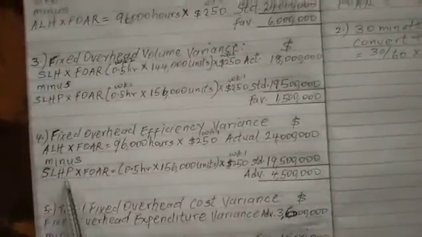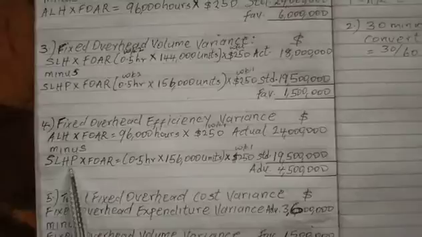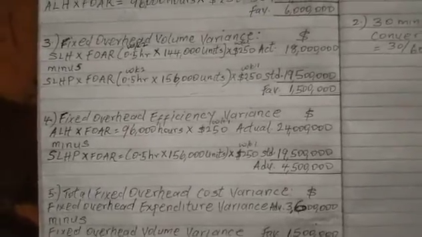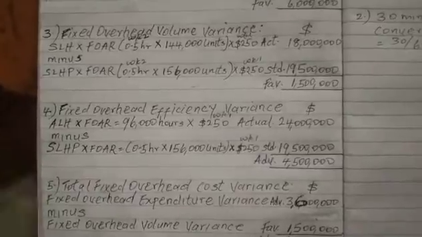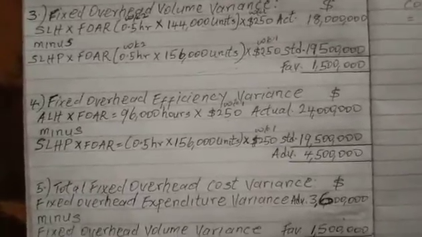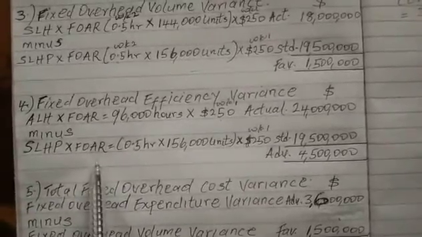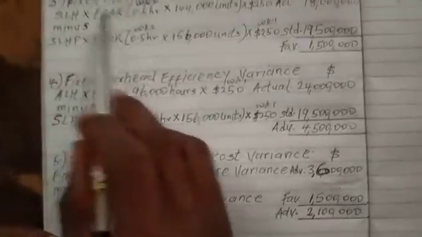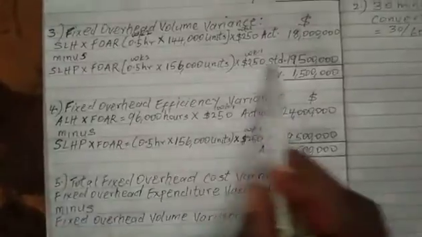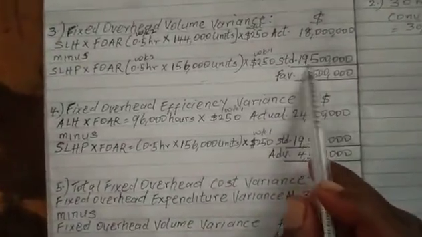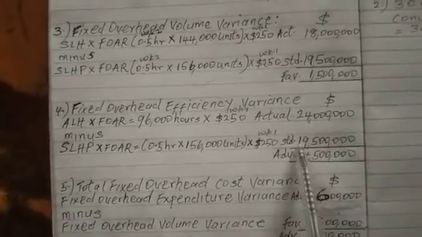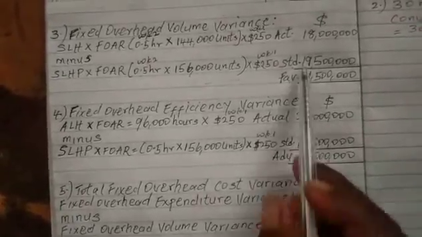Minus standard labor hour for actual production. Anywhere you see SLHP, it is what? Standard labor hour for actual production, multiplied by fixed overhead absorption rate. It has been explained also in the fixed overhead volume variance. Look at it here. $19,500,000. And that is what we have here. Look at it. It is the same.